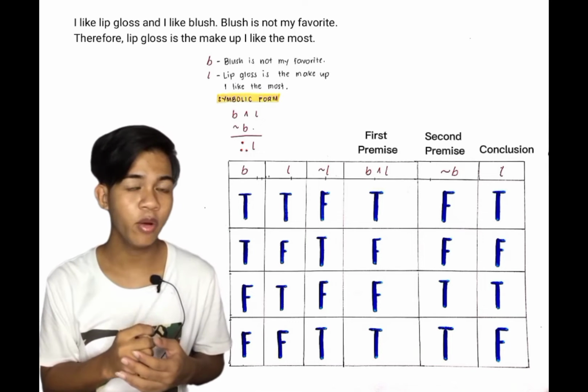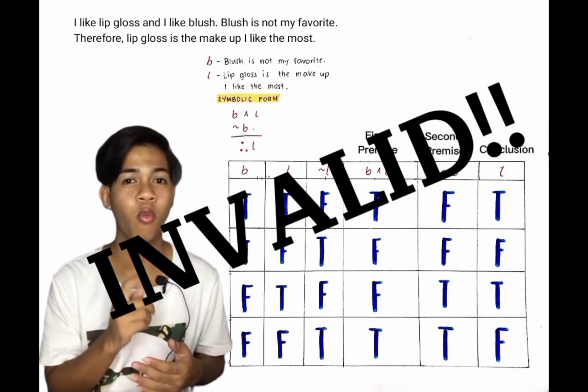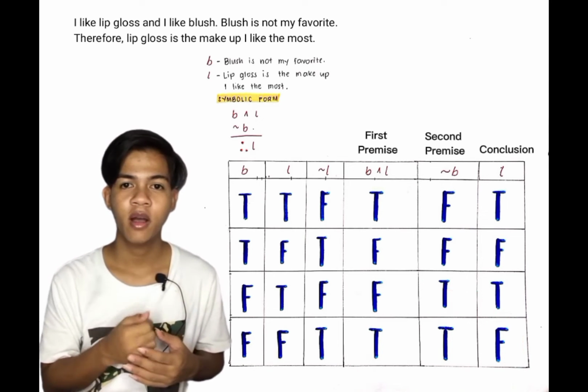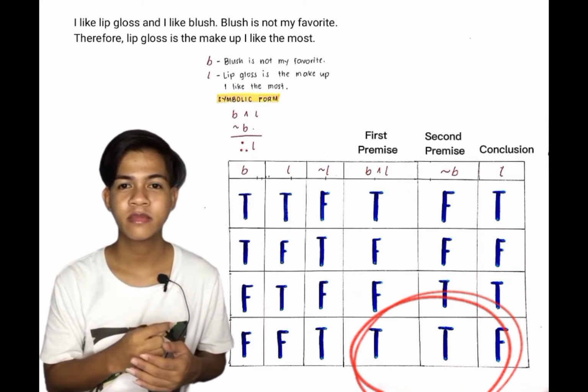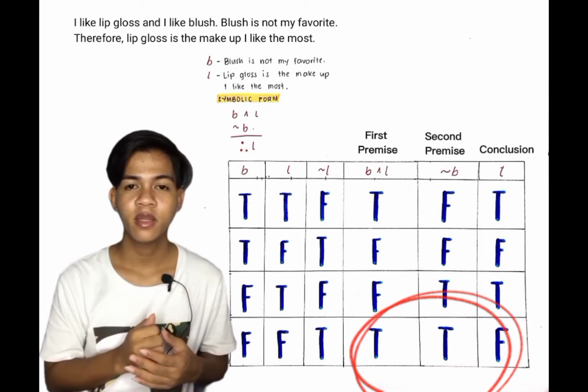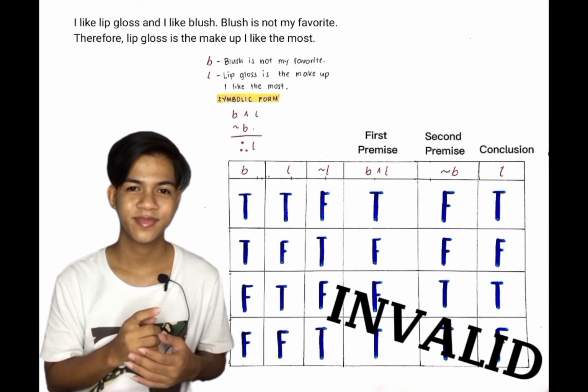So the truth table concludes that the argument is invalid. Why? Look at the last row of the table. It gives us the TTF, which implies that the argument is invalid.